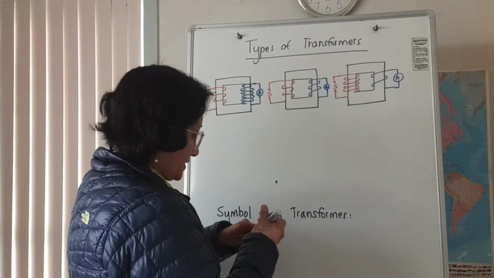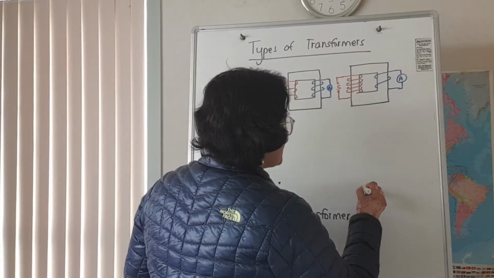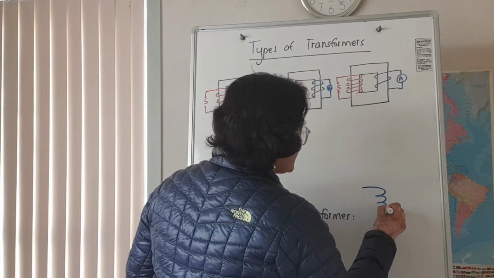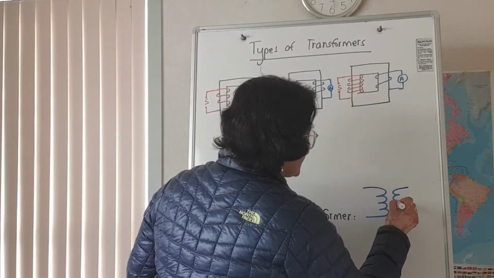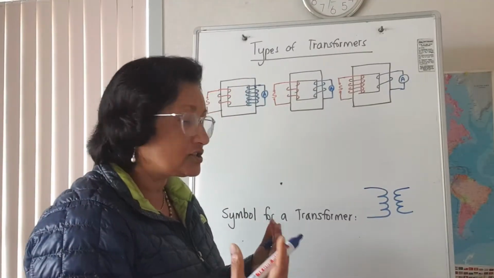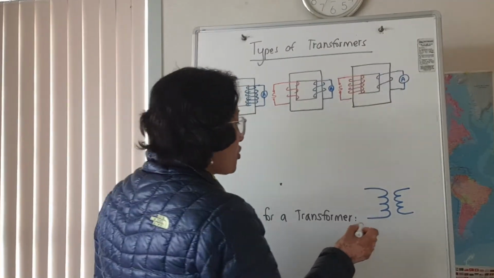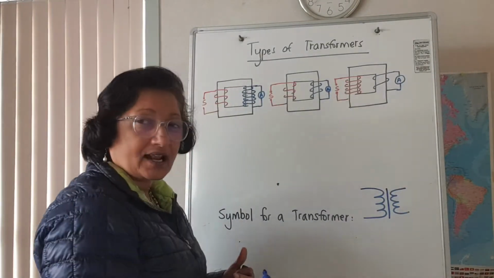Now, a coil of wire, so I'll just do it over here. Transformers consist of two coils. So this is one coil. This is the other. Okay, so that's a symbol for a transformer, and to show that it's got an iron core, we draw a line in between. So that means it's an iron core.